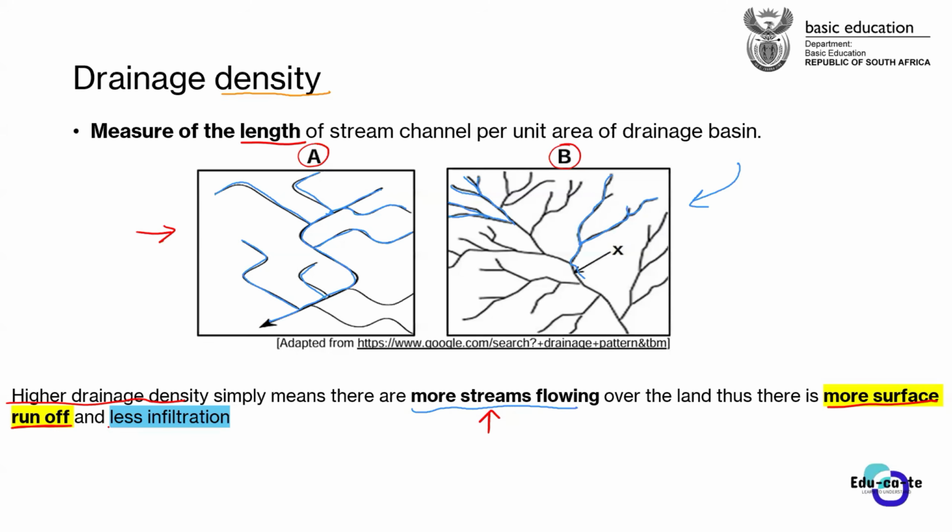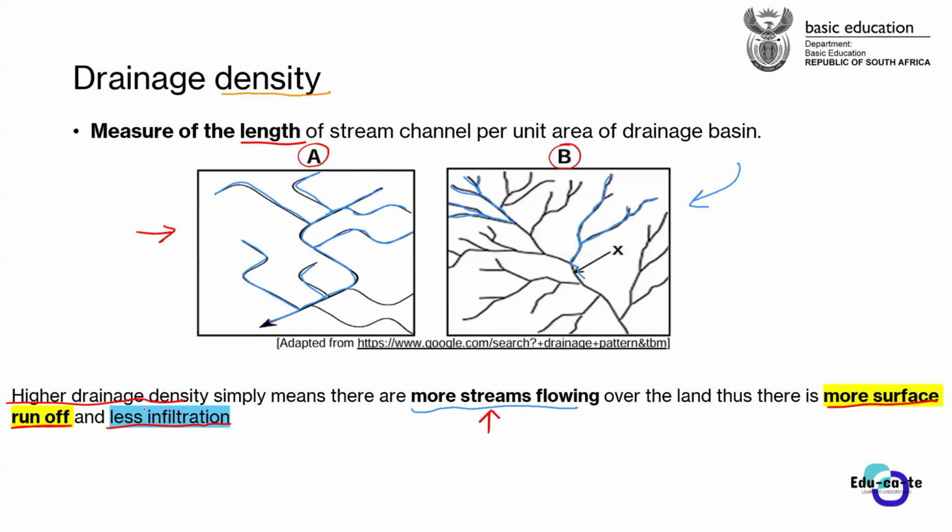So it means that there is less infiltration. There is less water that is sinking into the ground. Because if more water is sinking into the ground, there will be less water to flow over the land, right? So whenever we talk about higher drainage density, it means that we've got more surface runoff, and it means that we have got less infiltration.